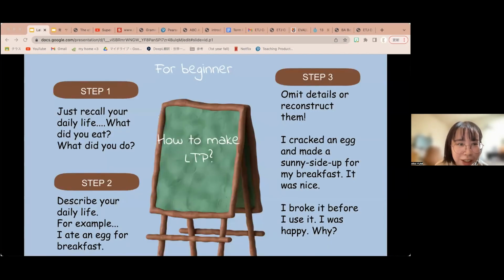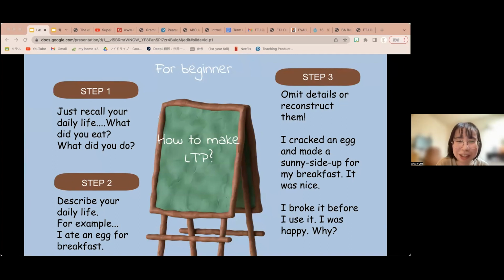So let me quickly introduce how to make your lateral thinking puzzle. Of course you can find it on the internet or in books, but I will suggest how to make it. So step 1, try to recall your daily life.